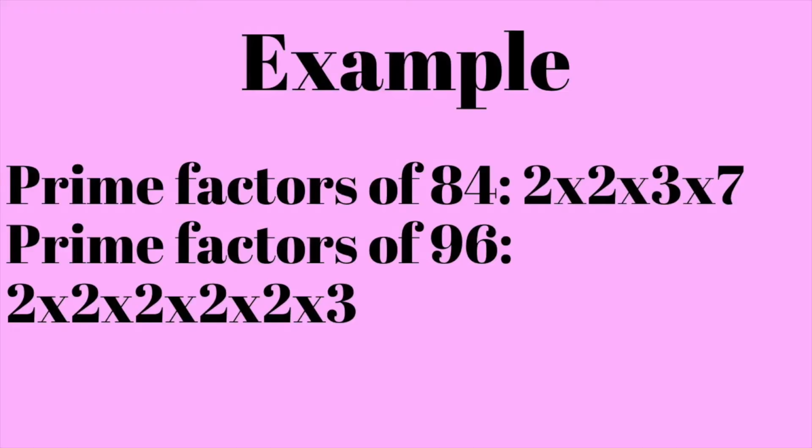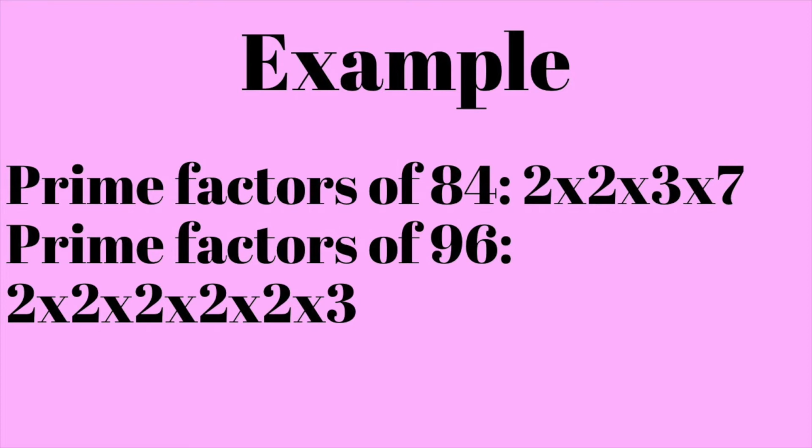Now, for our last example, we have numbers that are slightly larger, 84 and 96. If we break these down into their prime factors, we can see that 84 equals 2 times 2 times 3 times 7, and 96 equals 2 to the 5th power times 3. Now that means that it's 2 times 2 times 2 times 2 times 2, times 3.